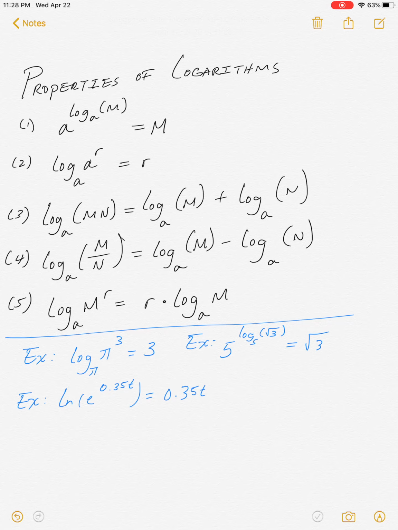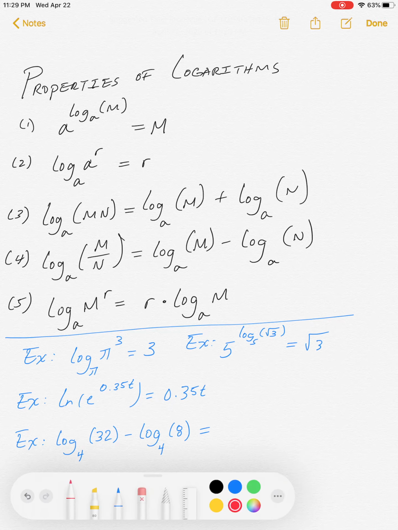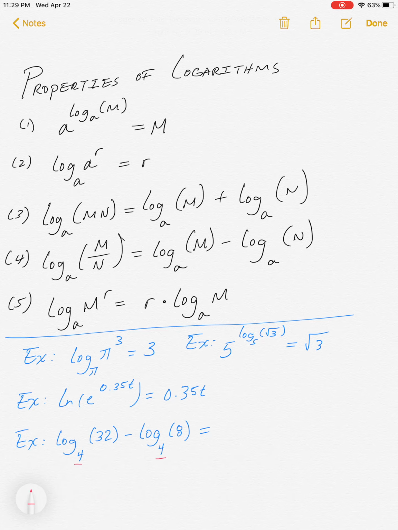Alright, let's amp this thing up a little bit. Alright, let's say we have log base 4 of 32 minus log base 4 of 8. Alright, well, let's just work this thing in reverse. Alright, what I want you to notice is that the bases on both of these are 4, and these two expressions are separated by a subtraction sign.